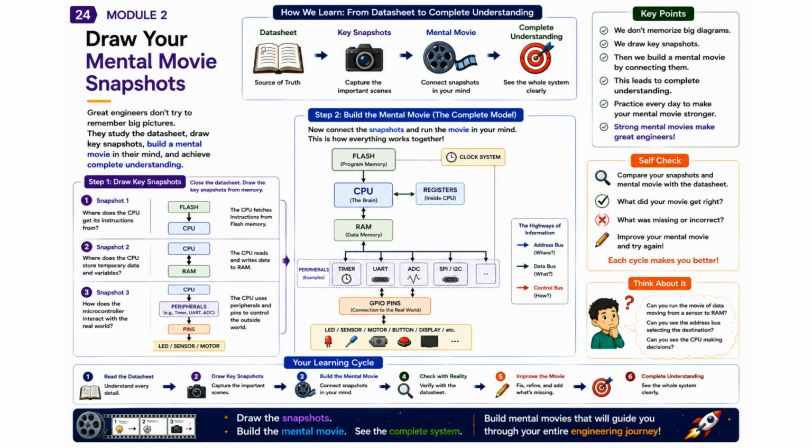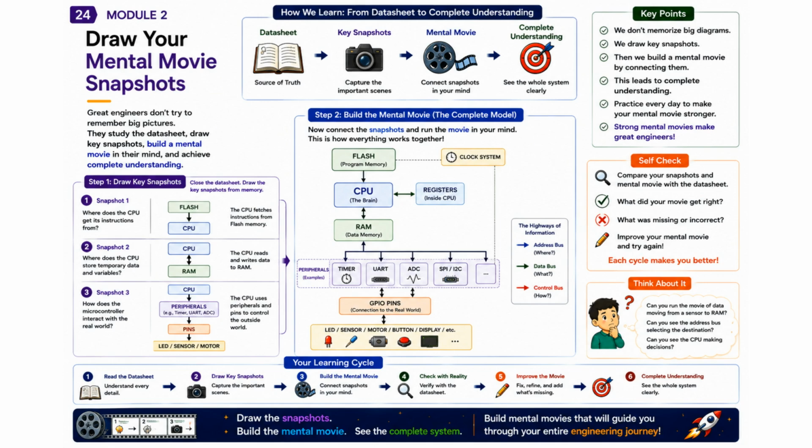One of the most important habits of great engineers is that they do not try to memorize huge diagrams. Instead, they build understanding step by step. They study the datasheet. They draw a few important snapshots. Then they connect those snapshots together into a mental movie. And eventually, they see the complete system clearly.